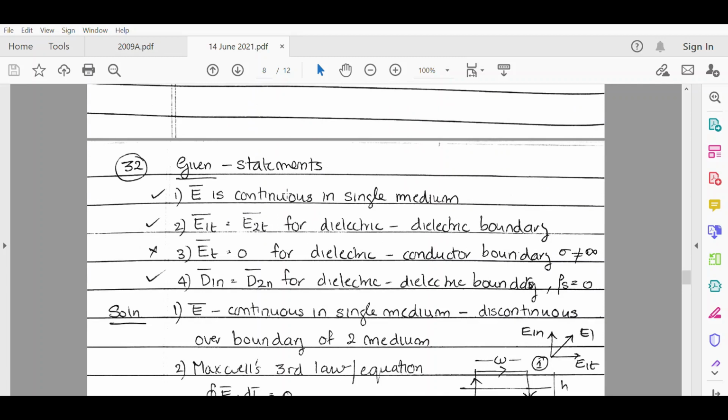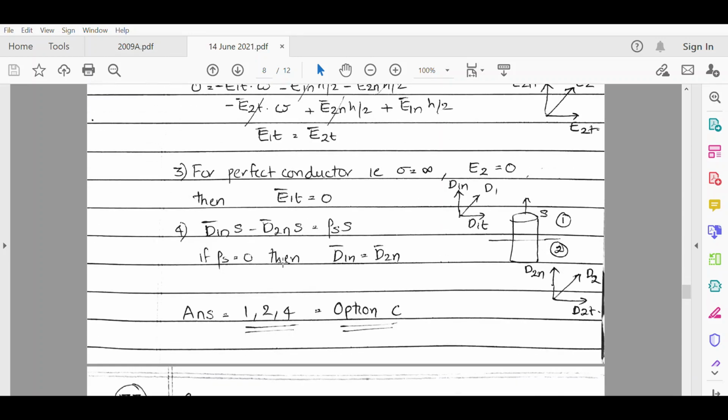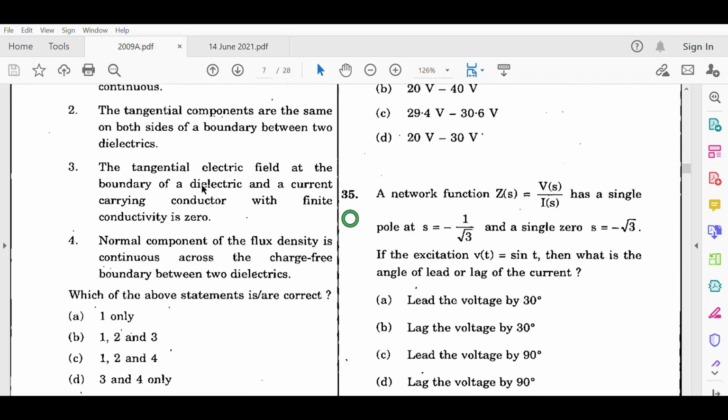So statements 1, 2 and 4 are correct. The third statement is not correct. If you see the options, option C gives us that statements 1, 2 and 4 are correct. This is the correct option.